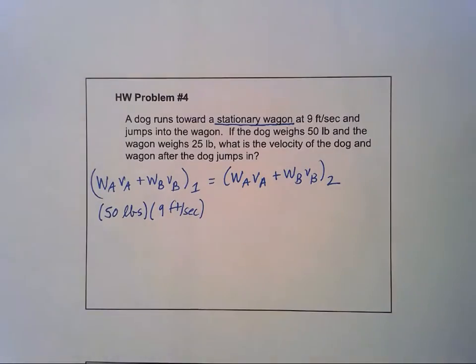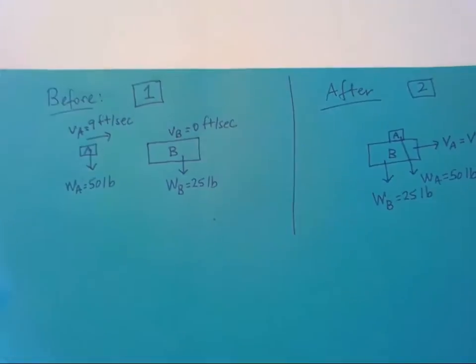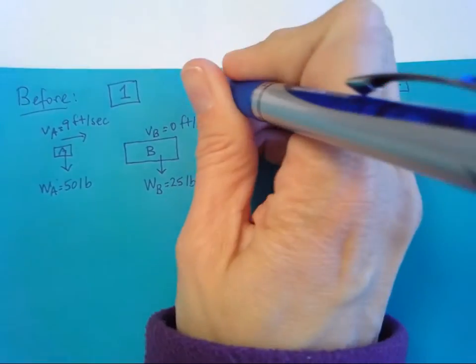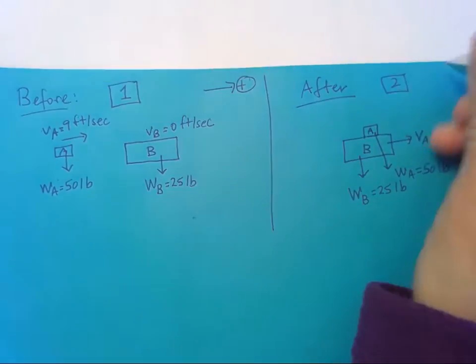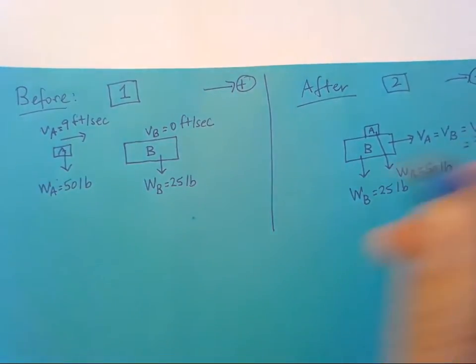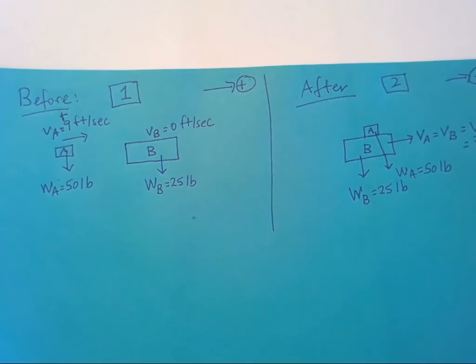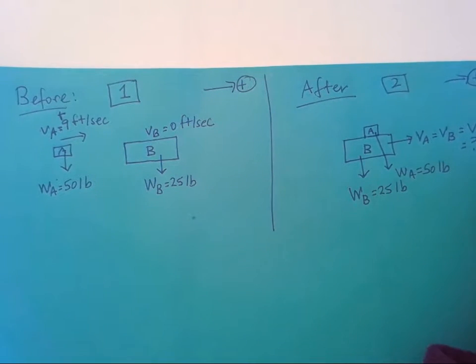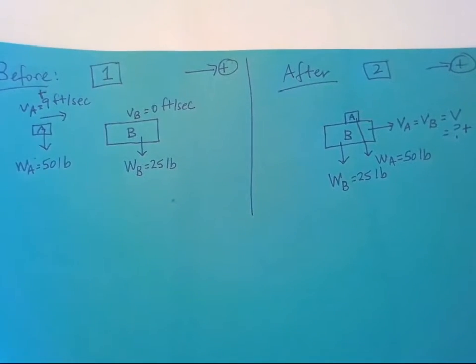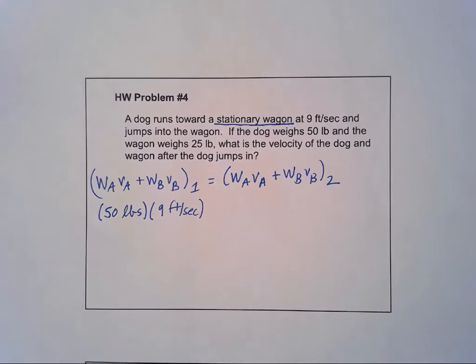So I don't think I defined that when I did my drawing here, so let's go back. I'm going to call everything that's going to the right positive in my before and after. So that would be a positive 9, and I'm thinking that this direction is going to be positive 2 for that velocity. Okay, so positive's fine.